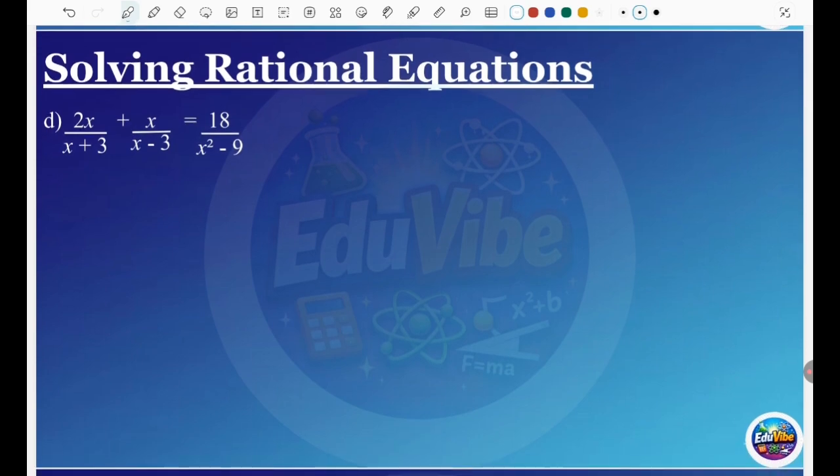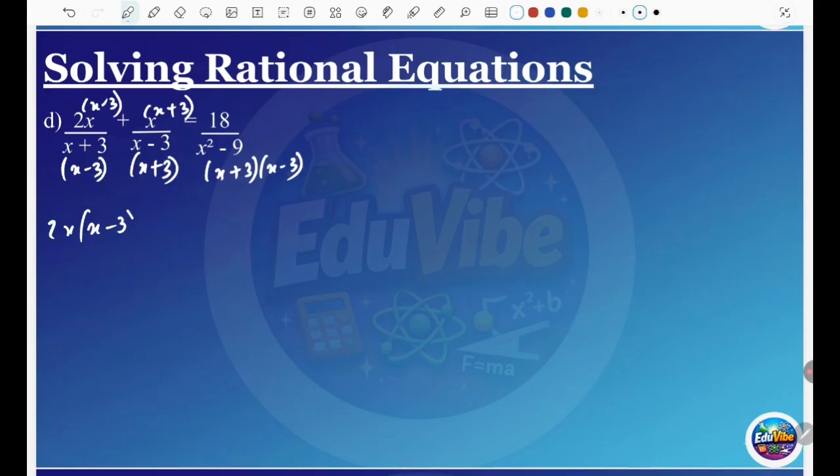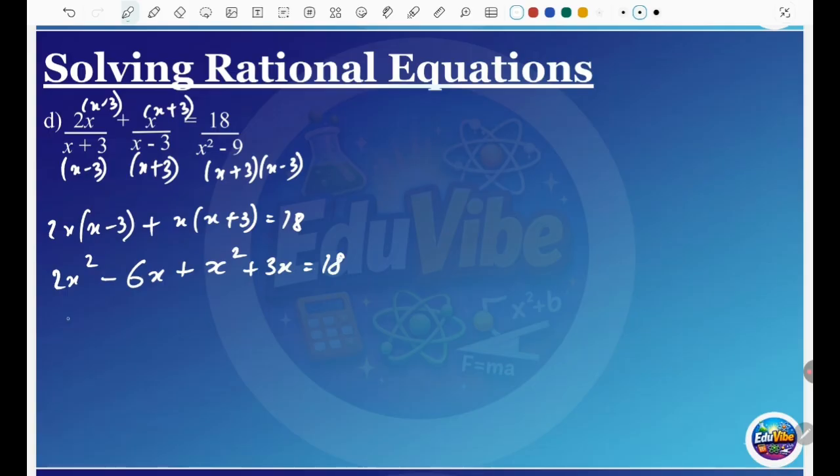This one is the same as we did the previous one. So this also goes to x plus 3 and this goes to x minus 3. So we have this thing. Now this has to be 3 plus x plus 3, x plus 3, x minus 3, and this is x minus 3. You can solve this now. So it's x minus 3 plus x plus 3 is equal to 18. The denominator goes over there and cancels out. We get 2x squared minus 6x plus x squared plus 3x is equal to 18.